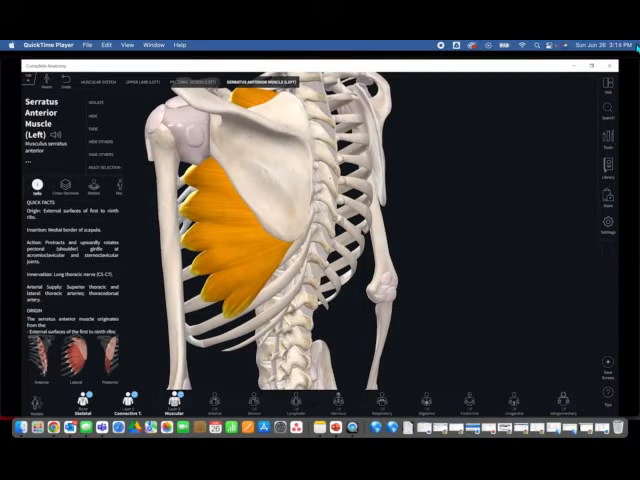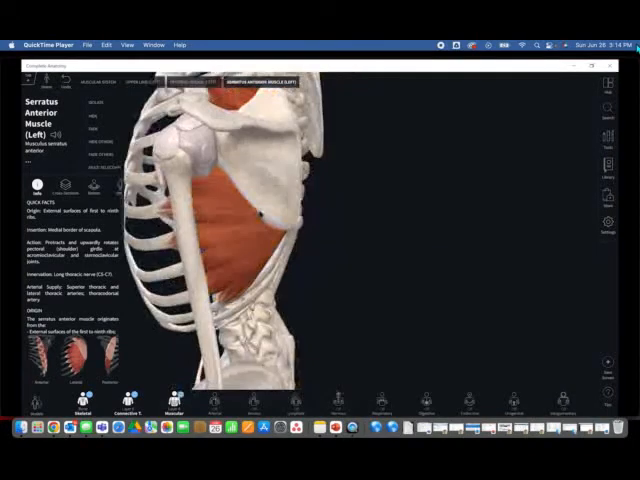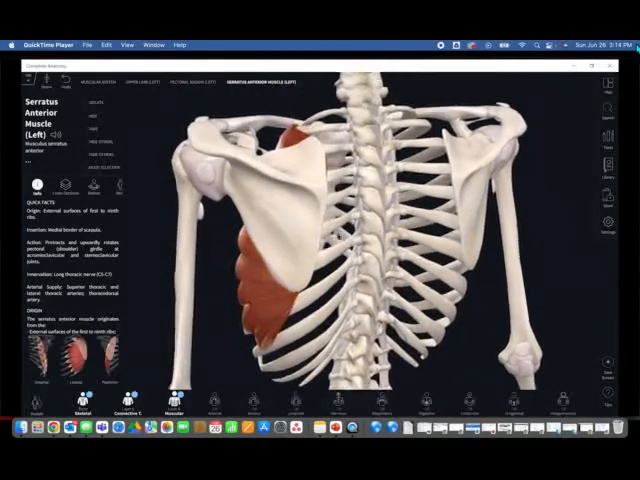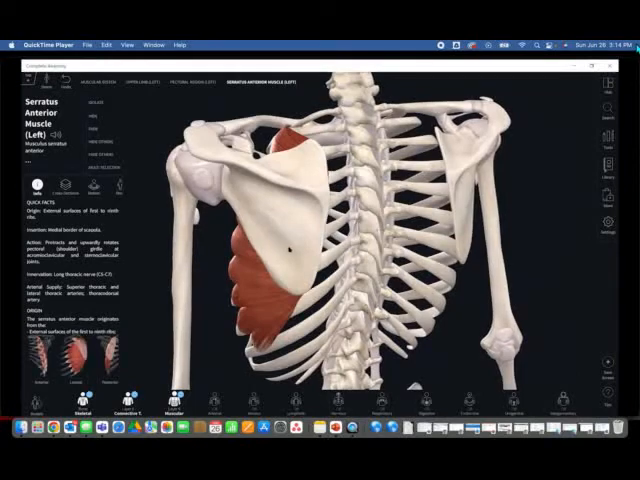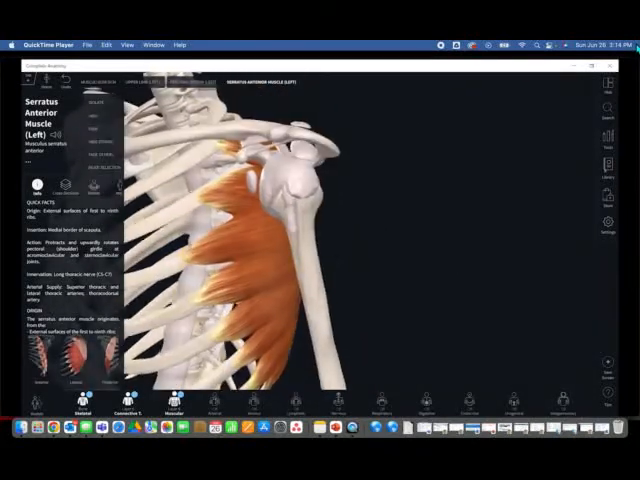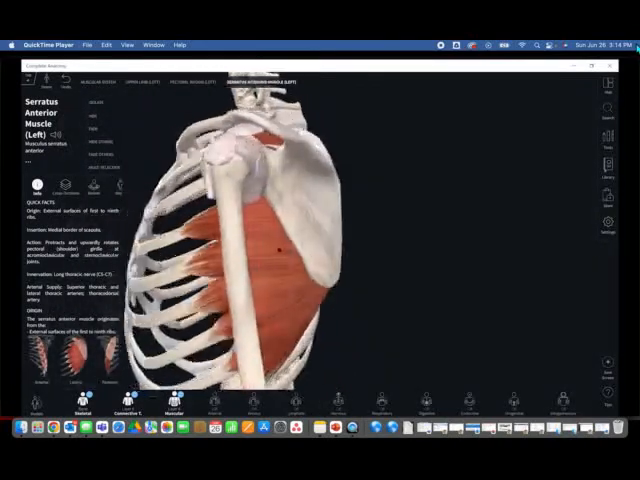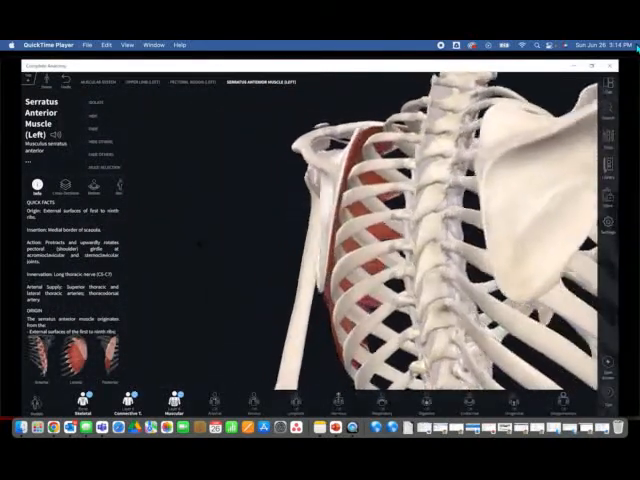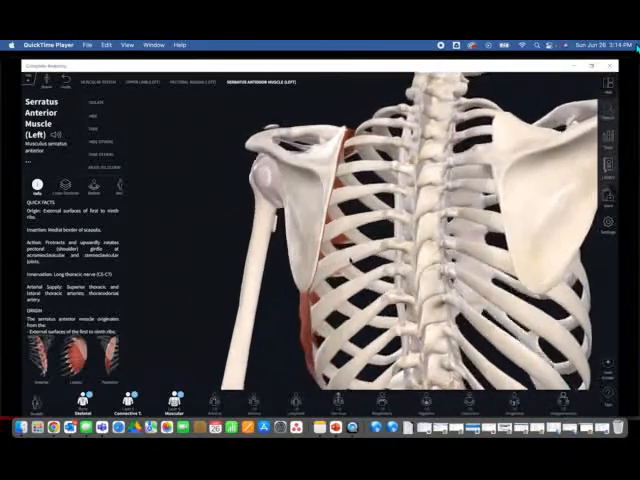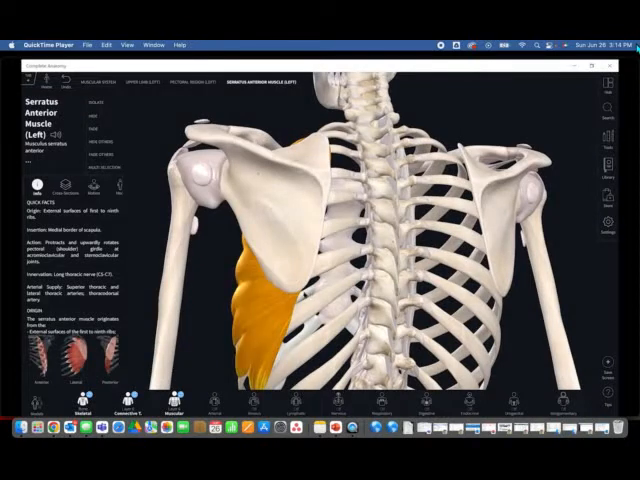For serratus anterior, we have an origin on the external surfaces of the 1st to the 9th ribs, and it inserts into the medial border of the scapula. So origin fairly broad, and common insertion with subscapularis on that medial border of the scapula. Its action is it protracts and upwardly rotates the shoulder girdle at the AC and SC joints, and it's innervated by the long thoracic nerve, C5, 6, and 7.